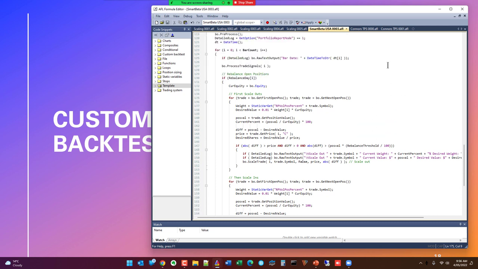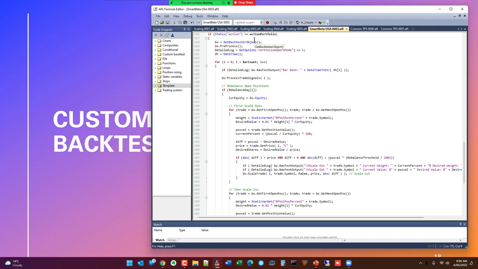And so here we are in the custom backtester. We're using the mid-level backtester. So we always start with a pre-process, and then we set up a loop of the bars, so that we go along bar by bar and do our rebalancing. The process trade signals is the command or function used to tell the mid-level backtester to actually process the signals for that bar.